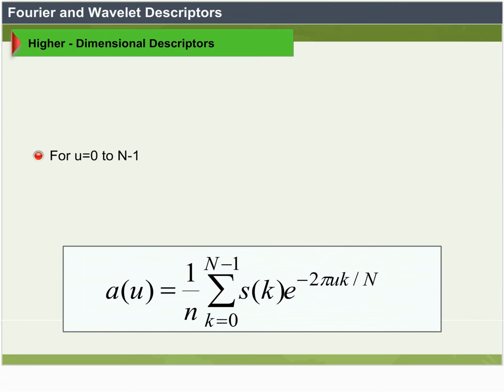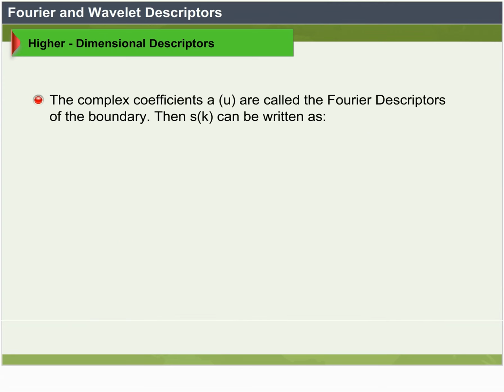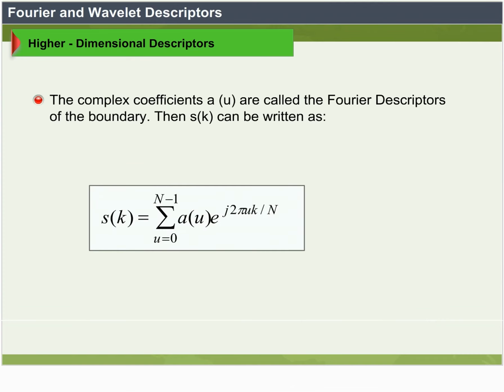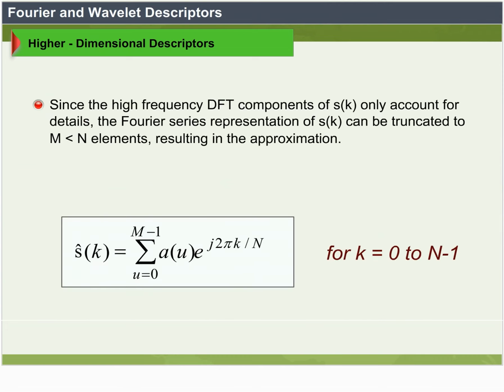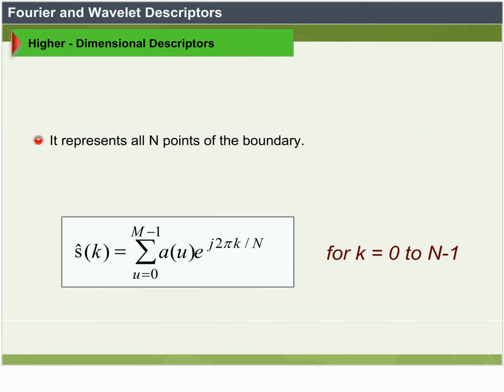For u equals 0 to n-1, the complex coefficients a of u are called the Fourier descriptors of the boundary. Then S of k can be written as, since the high-frequency DFT components of S of k only account for details, the Fourier series representation of S of k can be truncated into m less than n elements, resulting in the approximation. It represents all n points of the boundary.